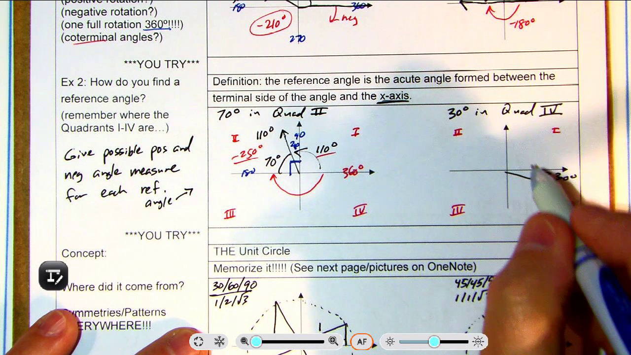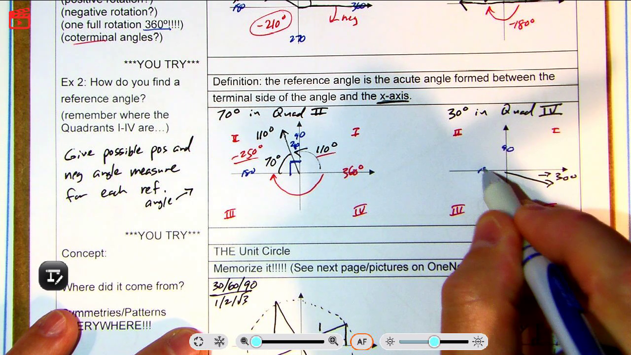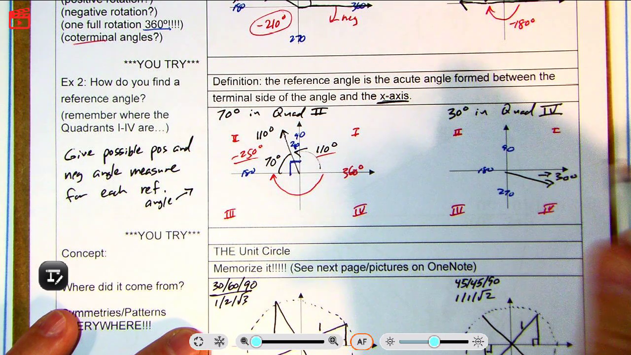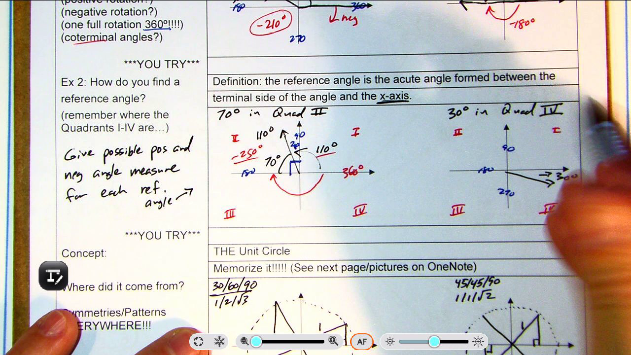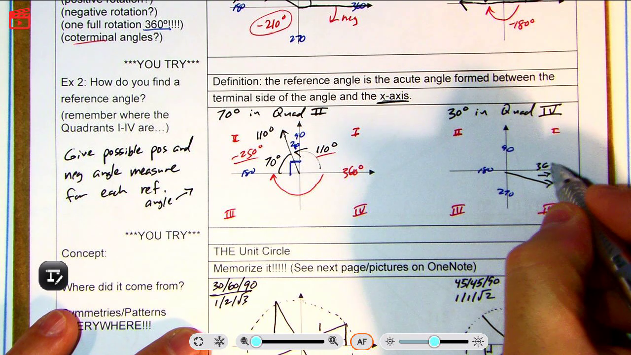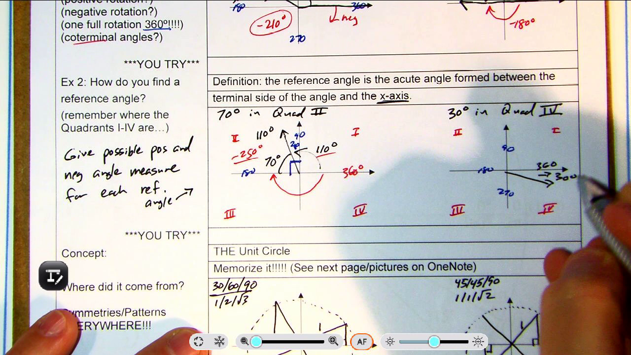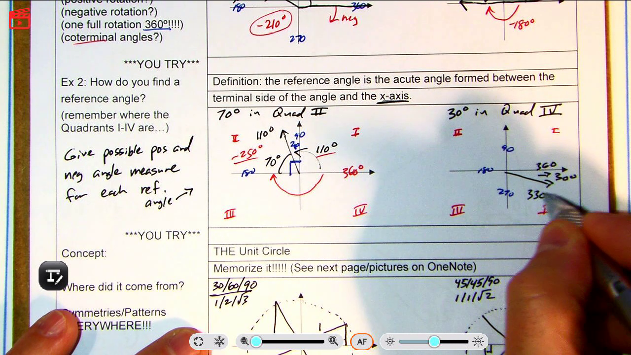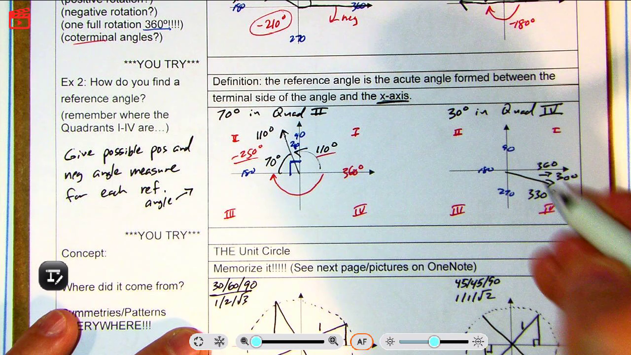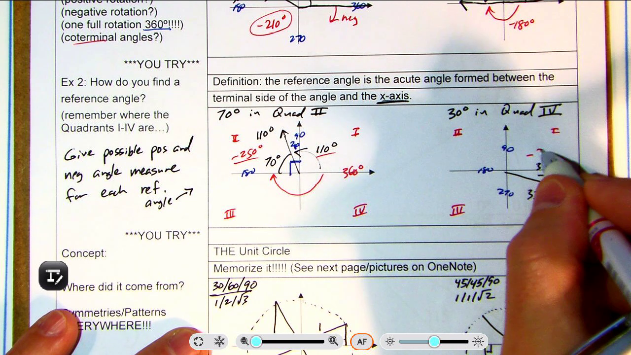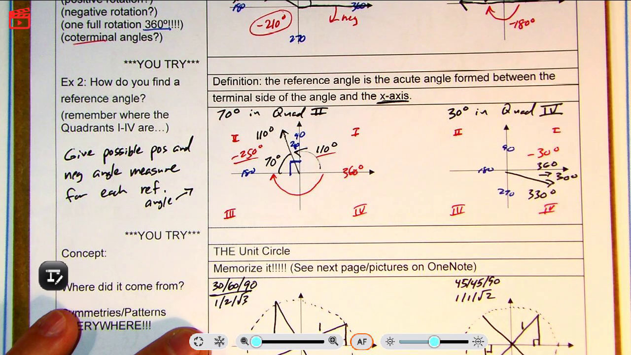Well, let's see, 90, 180, 270. Or we could do it the easy way first. If I said this is 360 minus 30 degrees, well, wouldn't that be 330 is my positive? And just going straight down right here, it'd be negative 30 degrees would be my negative angle measure.